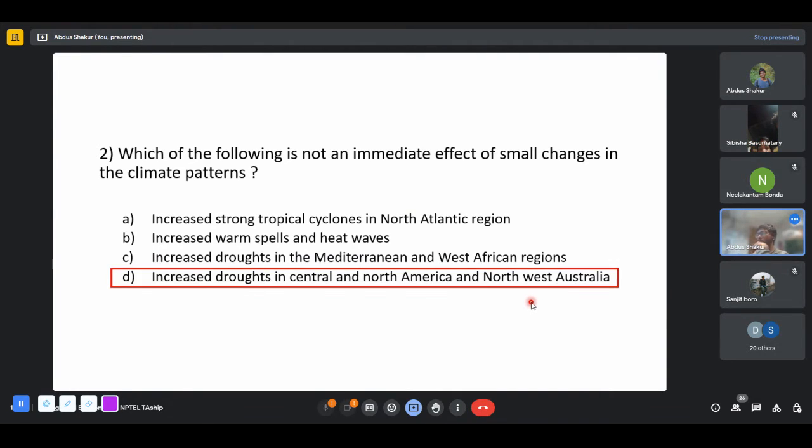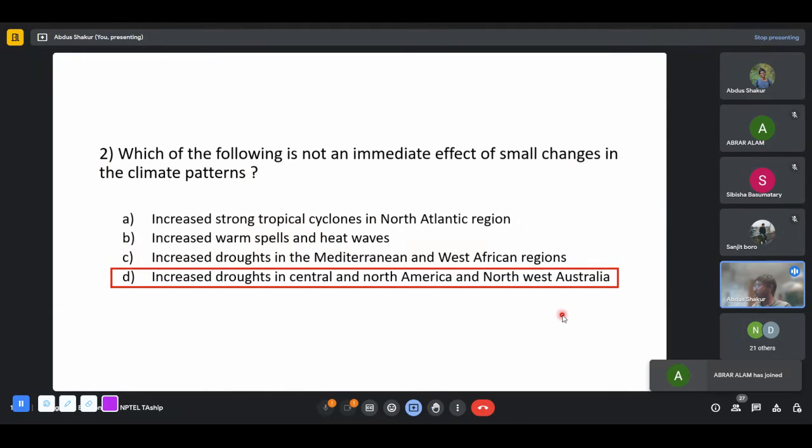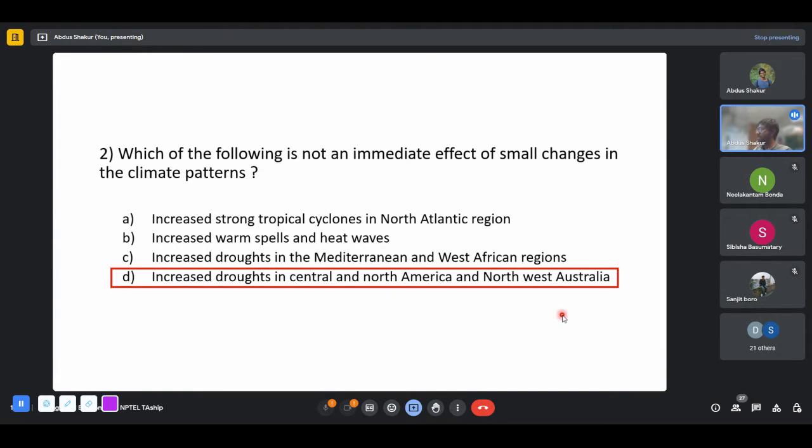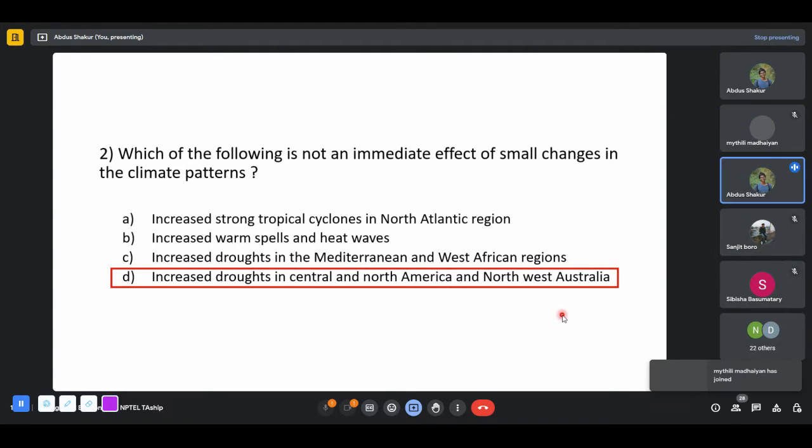You see these increasing droughts in Central and North America and Northwest Australia, which are relatively wetter regions, especially Northwestern Australia. Due to these changing climate patterns, the seasons and the trade winds, or the winds that carry rain, are going to change, and that's going to lead to an increasing frequency of droughts.